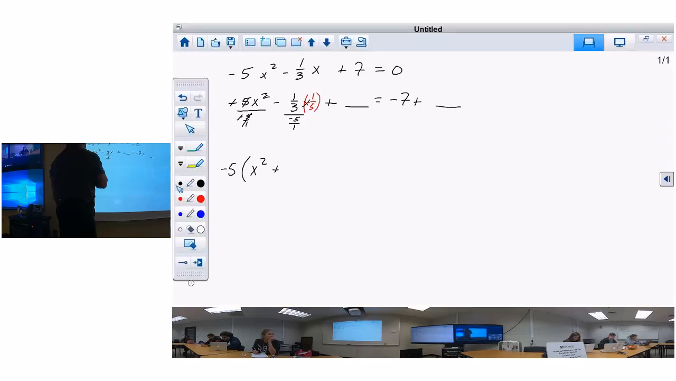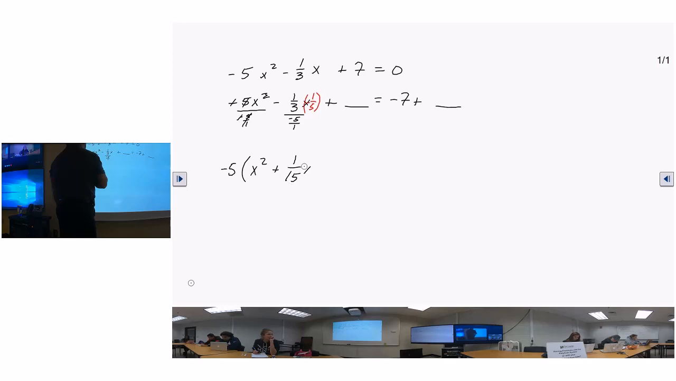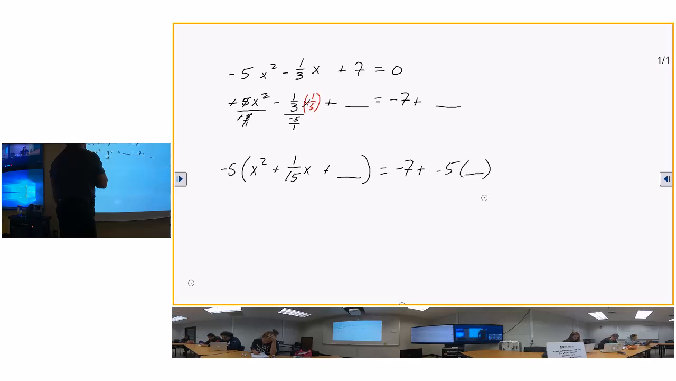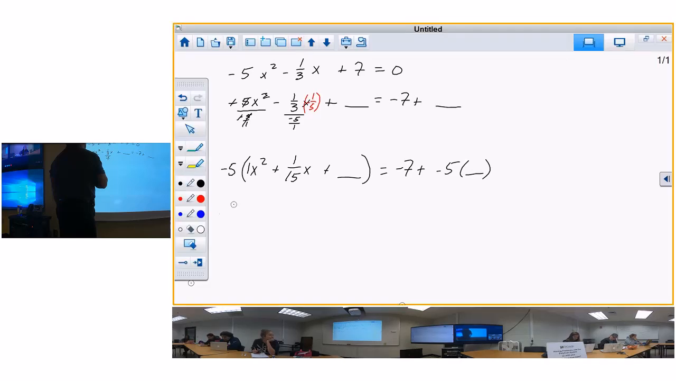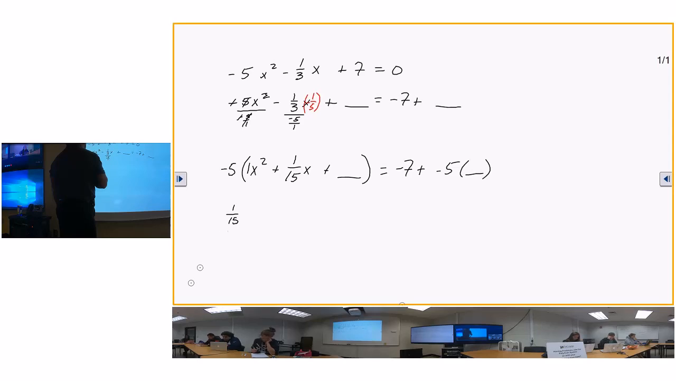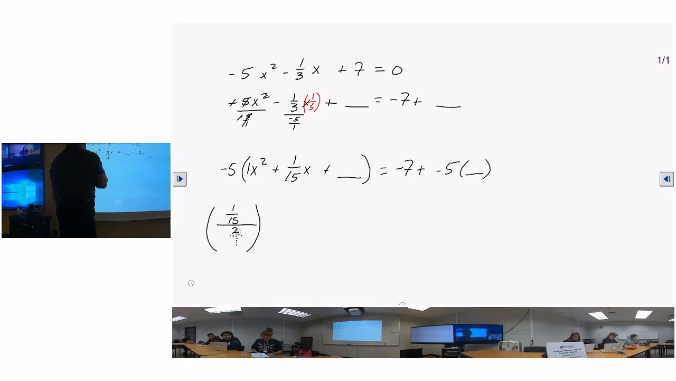So I'm going to multiply by negative 1 over 5, and that gives me 1/15 x plus blank is equal to negative 7 plus negative 5 times blank. Now we got a equal to 1, so we can do completing the square. I'm going to go 1 over 15, which is b, divided by 2, and I'm going to put 2 over 1, because I got to multiply by the reciprocal. And I'm going to square that.